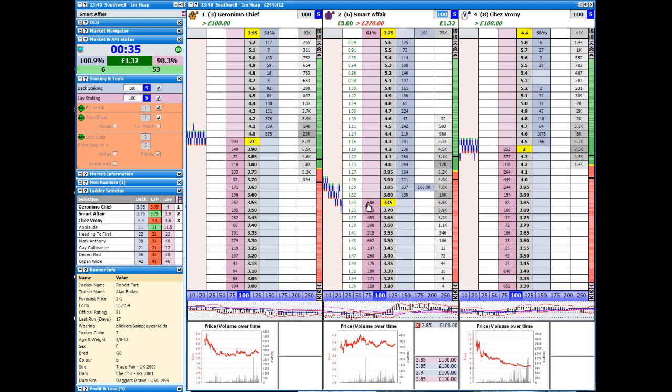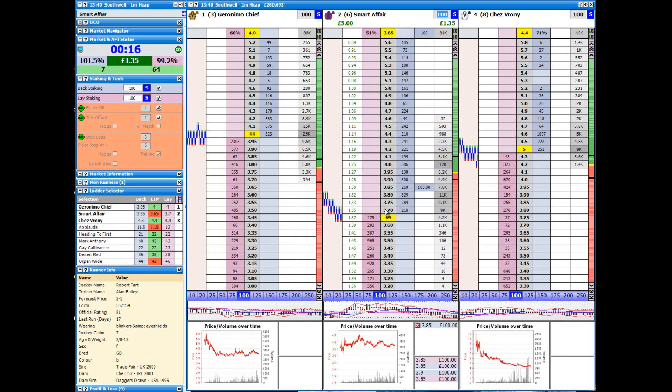Now, as you can see, I'm trading this second favourite. And you can see at the bottom of the screen there, already I've been matched twice. I've made two trades, in fact, two one-tick trades. One at 3.9, out at 3.85. Back to 3.85 and scratched at 3.85.